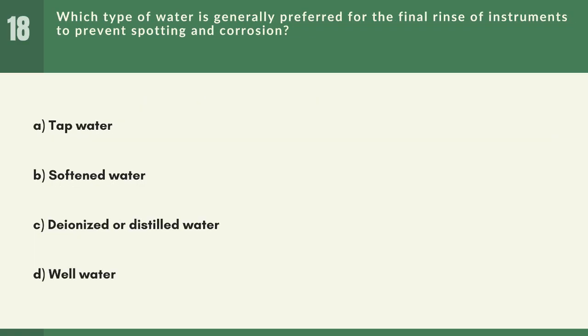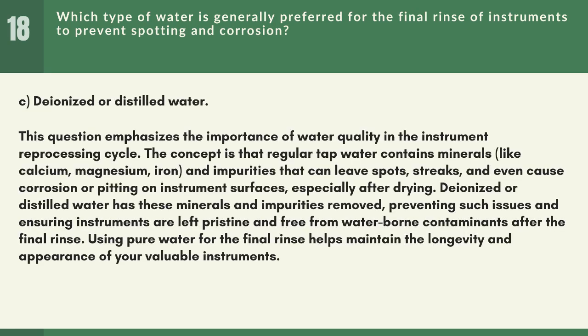Question 18. Which type of water is generally preferred for the final rinse of instruments to prevent spotting and corrosion? A. Tap water. B. Softened water. C. Deionized or distilled water. D. Well water. Answer: C. Deionized or distilled water.